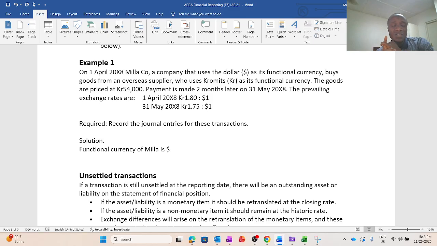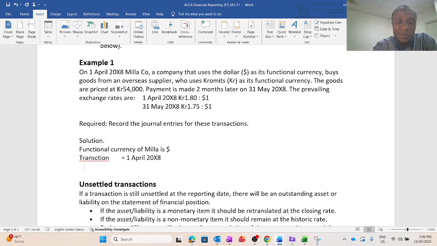So the transaction date is on 1st April. Let me state the transaction date: the transaction date equals the 1st April 20X8, and the settlement date is on the 31st May 20X8.